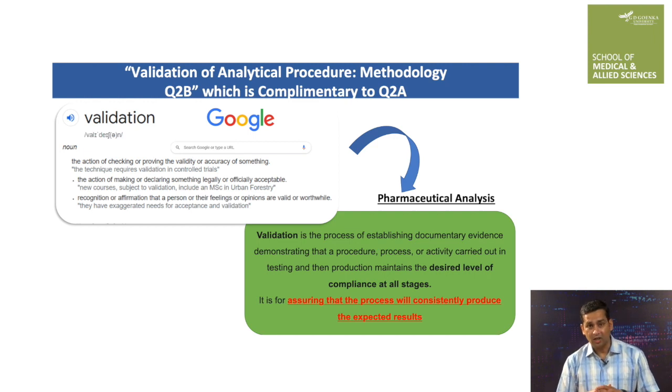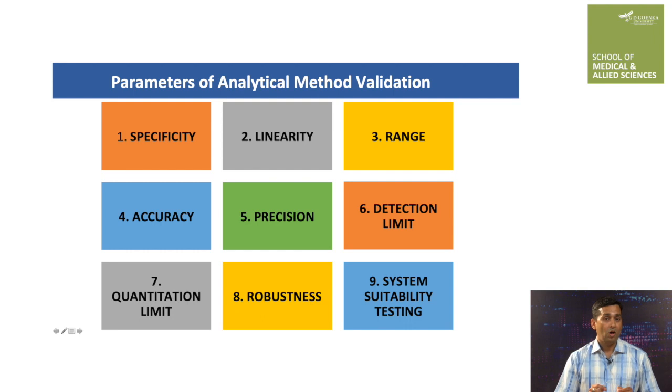Now I think you can feel that validation of analytical methods gives confidence about the particular data or results to various stakeholders, from analytical chemists to regulatory authorities. Now I will explain the various parameters of analytical method validation one by one.